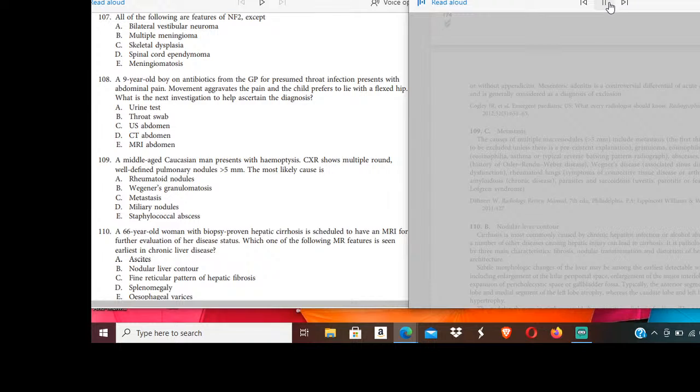or without appendicitis. Mesenteric adenitis is a controversial differential of acute appendicitis, and is generally considered as a diagnosis of exclusion. Coley Jr., et al. Emergent Pediatric US: What Every Radiologist Should Know. Radiographics. 2012;32:365-.